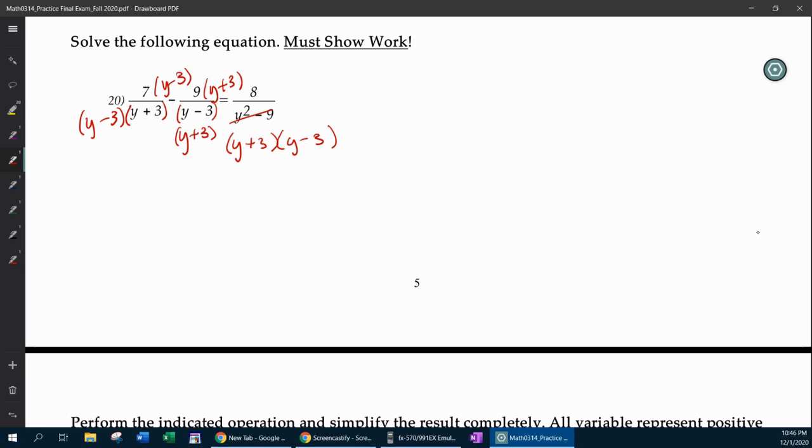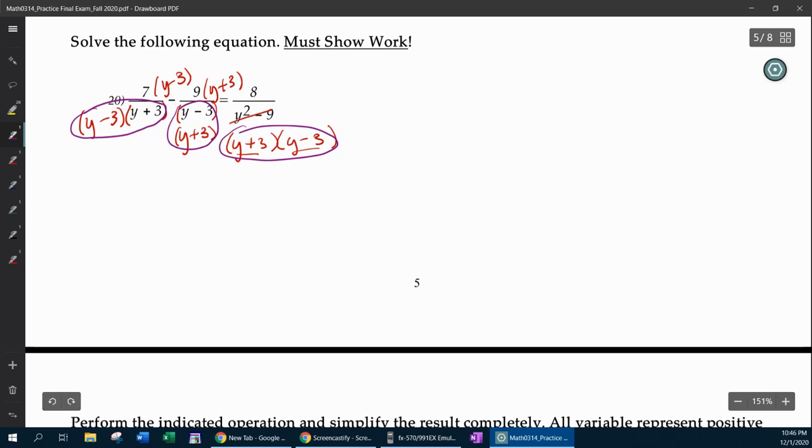Notice the last denominator has both the y plus 3 and the y minus 3. And so he doesn't need anything. Okay, now if you see what I've done, I now have the same denominator all the way across. Y plus 3, y minus 3. And at this point, I can cancel the denominators.